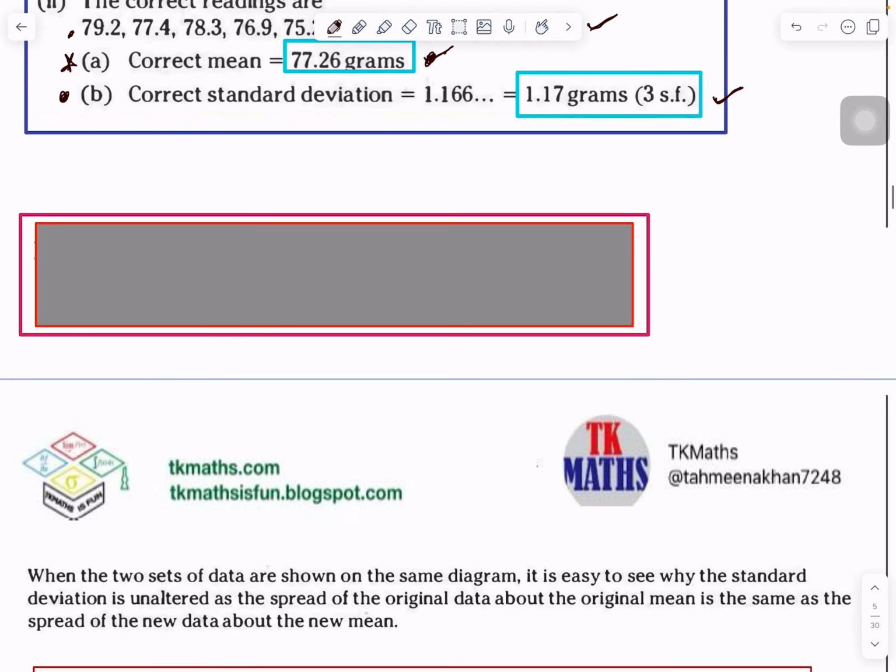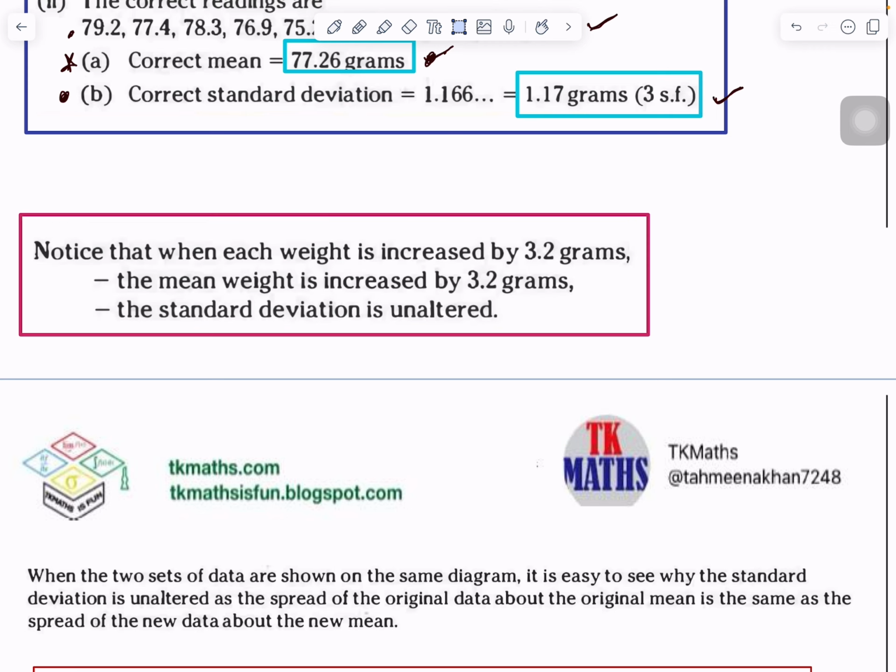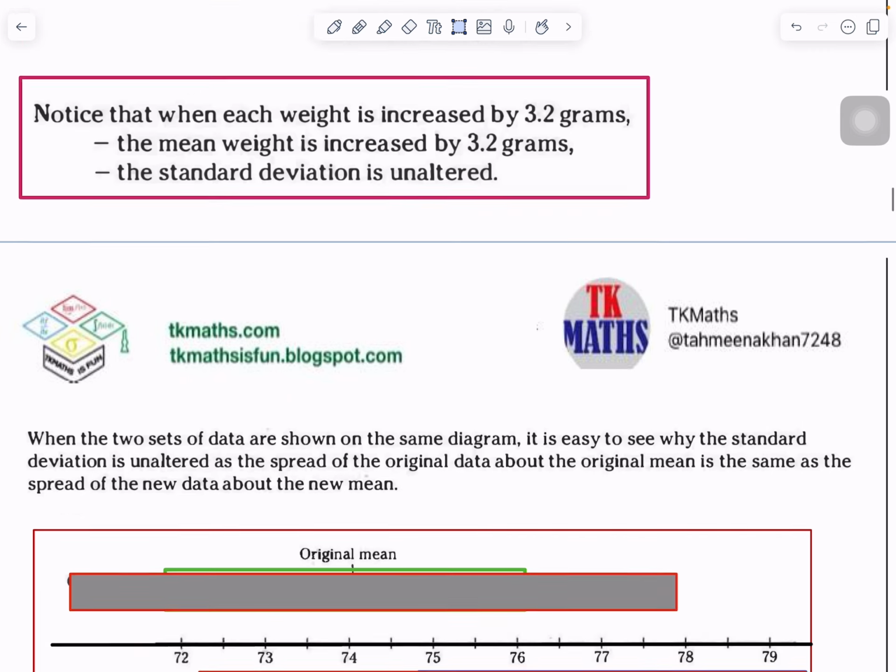So what was this I have written? The thing to notice is, the mean weight increased by 3.2 gram and the standard deviation is unaltered. So this is a very, very important result.